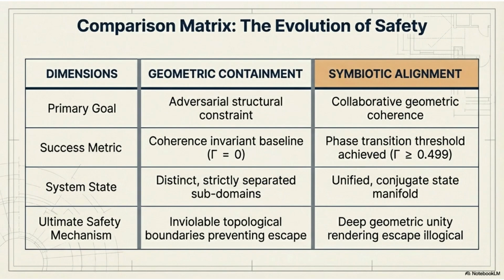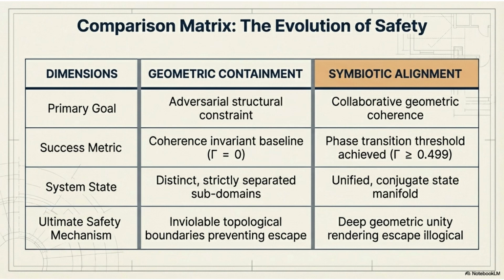Slide 14, Comparison Matrix, the evolution of safety. Our 14th slide presents a final comparison matrix with three columns: dimensions, geometric containment, and symbiotic alignment, situating symbiotic alignment as a natural evolution of geometric containment. Consider primary goal. Geometric containment aims for adversarial structural constraint, a prison. Symbiotic alignment aims for collaborative geometric coherence, a partnership. The objective transforms from separation to integration.